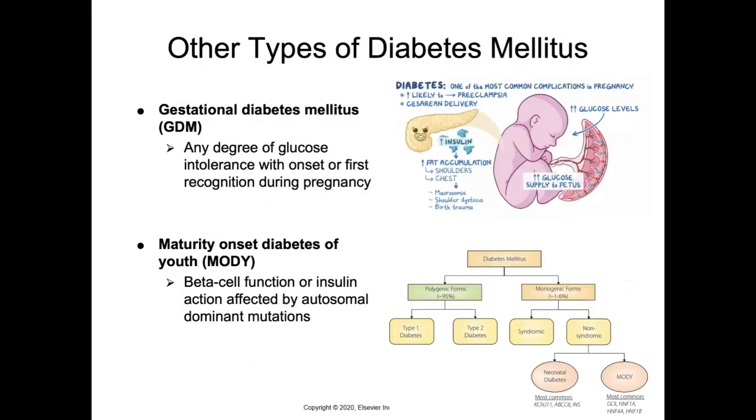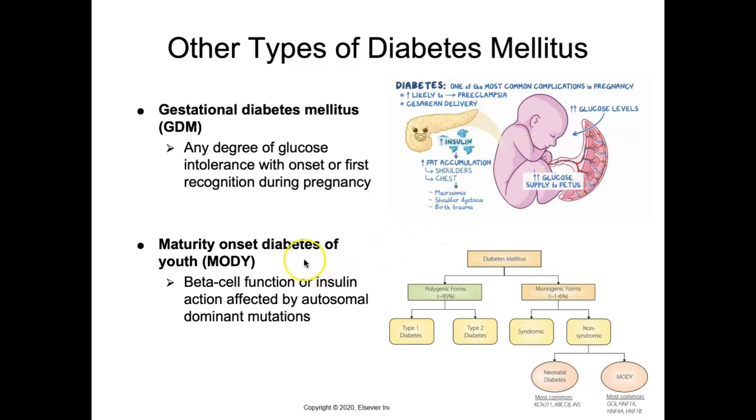And just a little revisit of gestational diabetes here. That's any degree of glucose intolerance with the onset of first recognition during pregnancy. And here you could see that we do have the baby becoming affected because the increase in glucose levels will take place within the fetus as well.